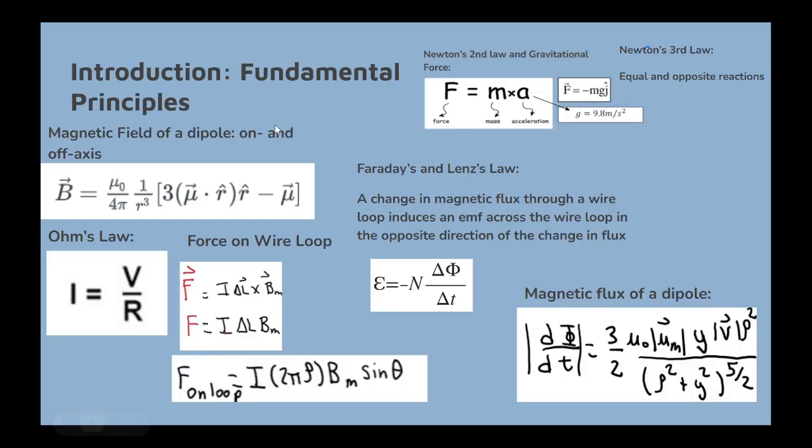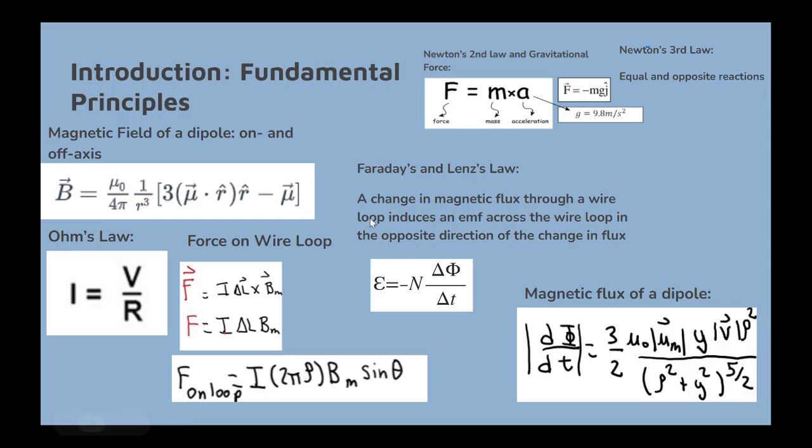Our introduction to fundamental principles. We have Newton's second and third law, and our magnetic field of a dipole on and off axis listed below. Ohm's law, which shows that current equals volts over resistance. We have the force on a wire loop listed here.